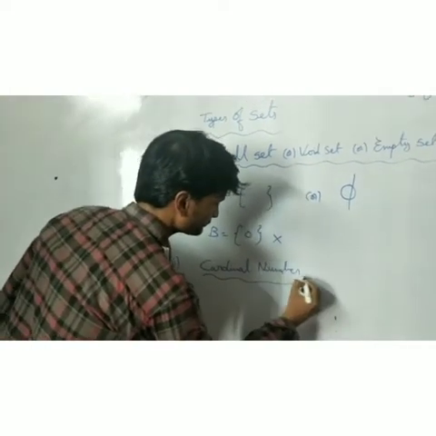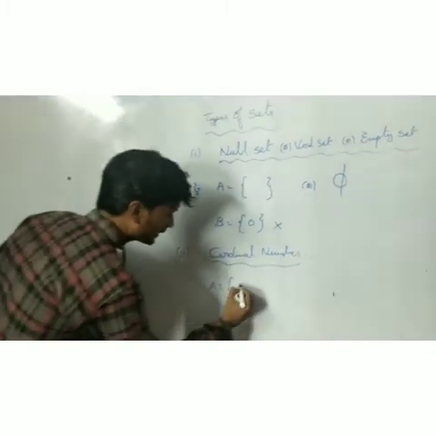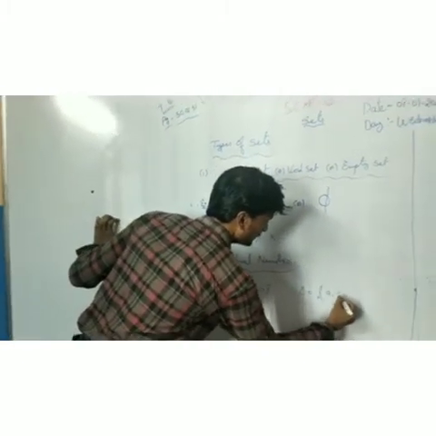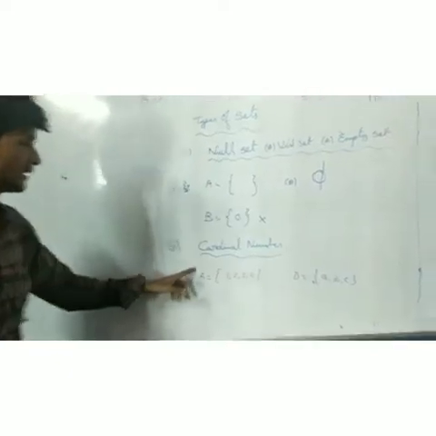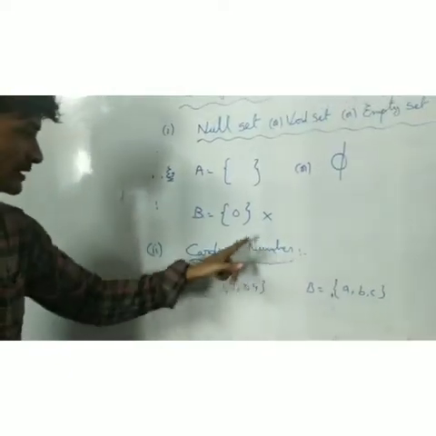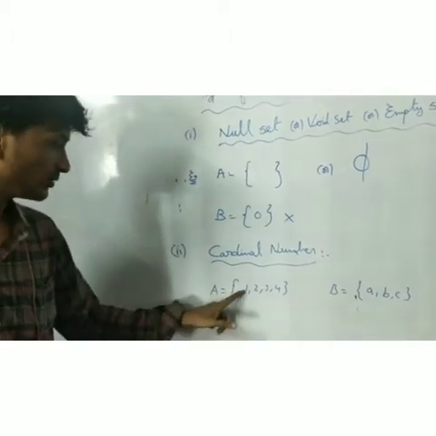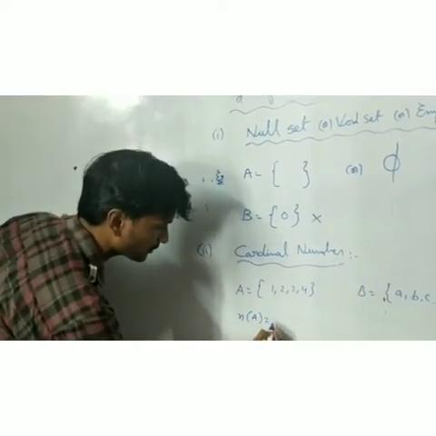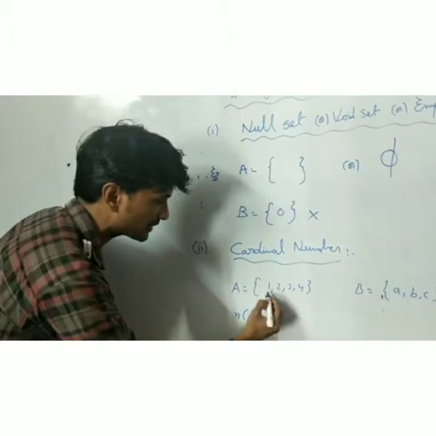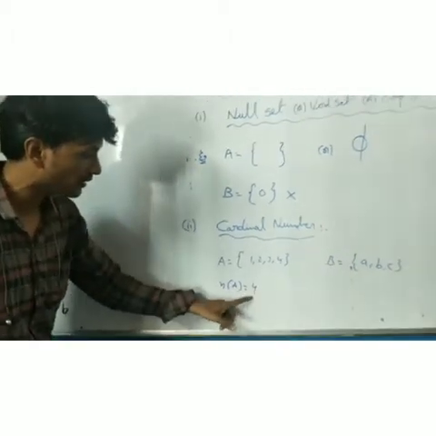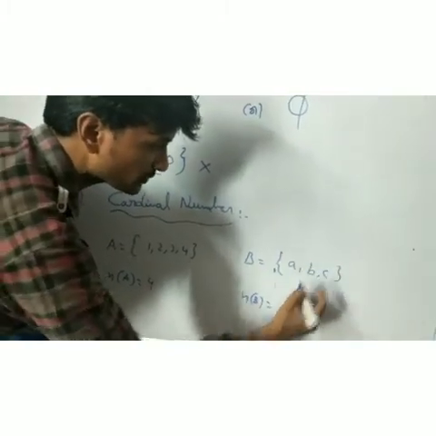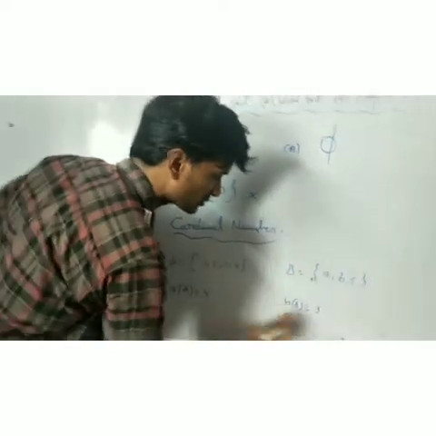And the second one is cardinal number. So what is the cardinal number? For example, set A containing 1, 2, 3, 4, and set B containing A, B, C. What is the cardinal number of a set? A equals 1, 2, 3, 4. Cardinal number of a set means n of A equals the number of elements in this set. The number of elements is 4. This is called the cardinal number. And n of B means how many elements are there here? 1, 2, 3. So the cardinal number is 3. So we can indicate like that here.